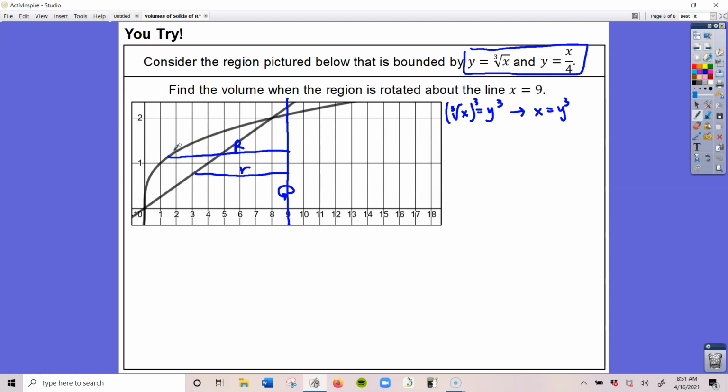So if you like, you can also label on your graph so that way it's easier to see. I keep writing y equals because we're so used to y equals. So this is x equals y to the third. And then the line here, x over 4 is equal to y. So I'd have to multiply 4 to both sides. So I get that x is equal to 4y. That's this line here.